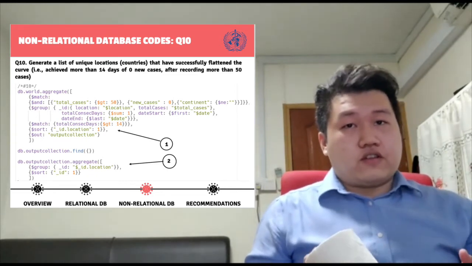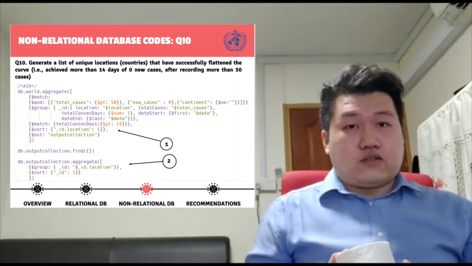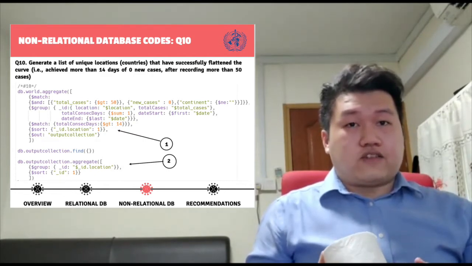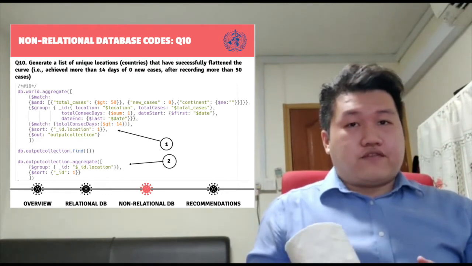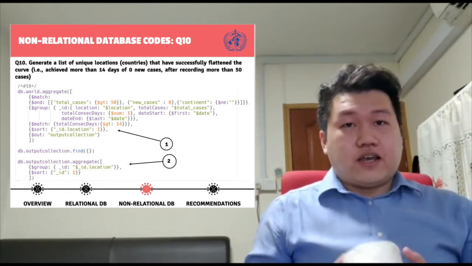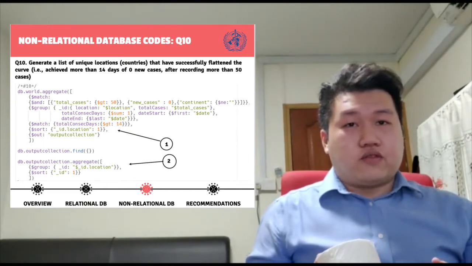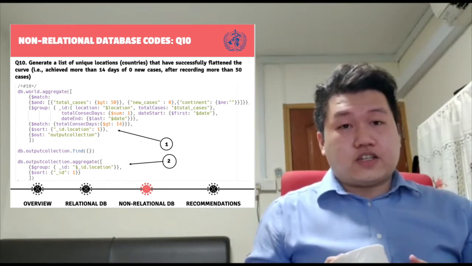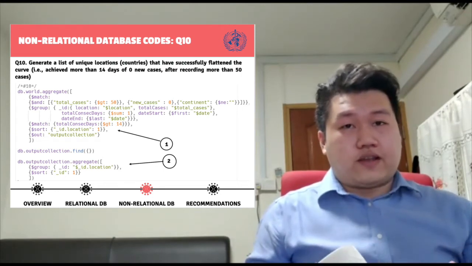So for question 11, we are asked to generate a list of unique locations or countries that have flattened the curve but suffer upticks in new cases. We have already generated a list from question 10. So for the first part of the code, we projected the temporary collection and added the ending date of the 7-day window to each of the periods. And we output it into a new temporary collection called the new end date.